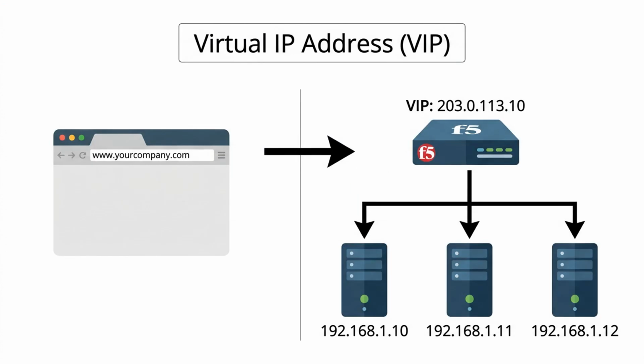Let's zoom into the VIP, the virtual IP. This is the public-facing IP address that your DNS points to. It's not tied to any real physical server. It lives on F5. When a user types www.yourcompany.com into their browser, DNS resolves that name to your VIP. The request hits F5 on that IP, and F5 takes it from there. The backend servers have their own real IP addresses, which users never see.